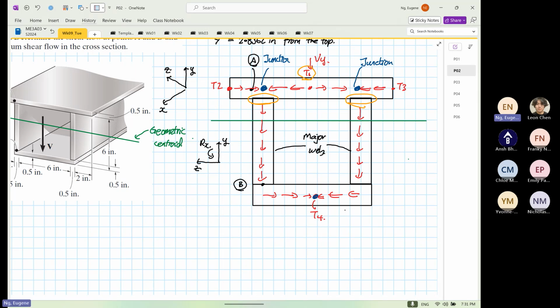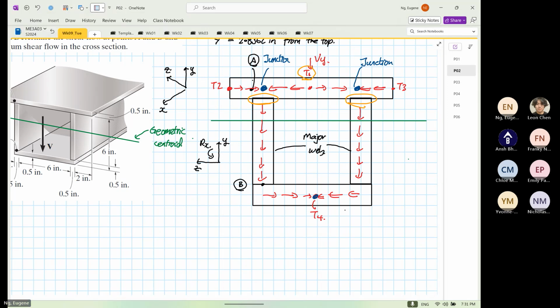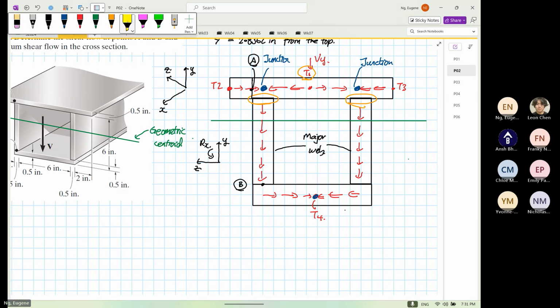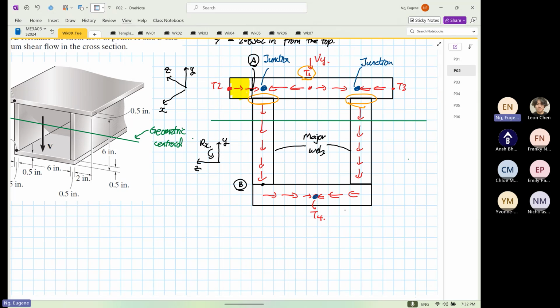So from here, what first moment of area to consider for point A, and what first moment of area to consider for point B. So for point A, the first moment of area we're going to consider is only up to here. Okay, so this is where it stops. I'm going to highlight this is the first moment of area that we're going to consider. Looking at this, it's like a white flange. It's no more box beam.